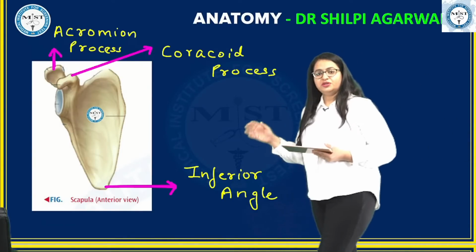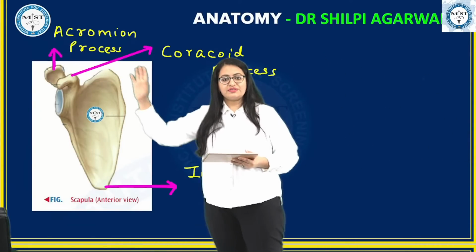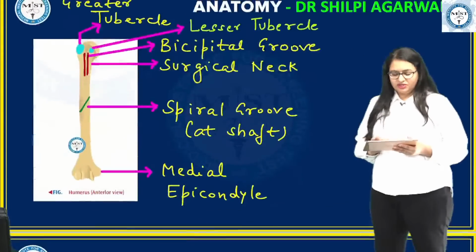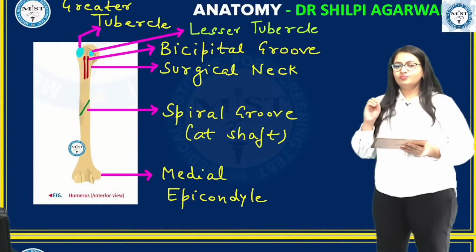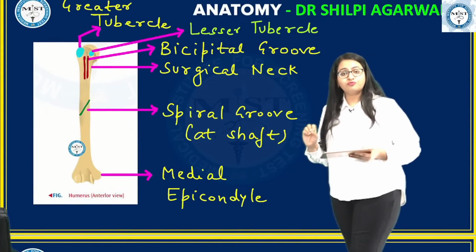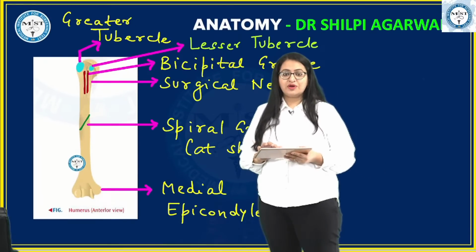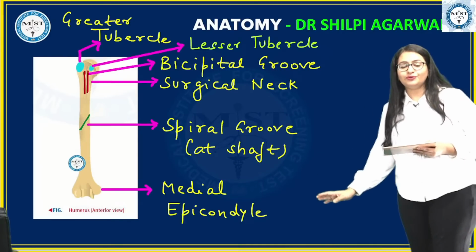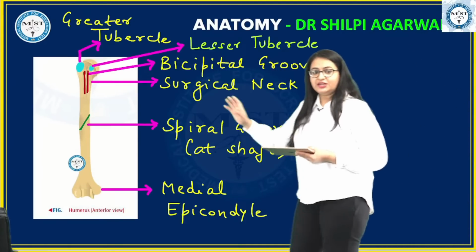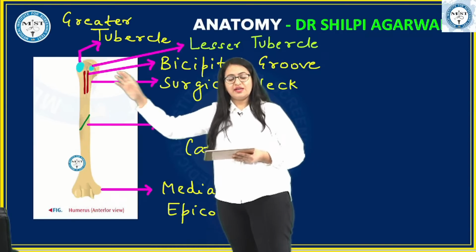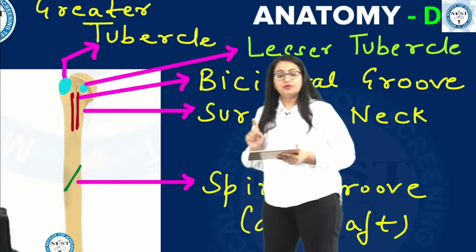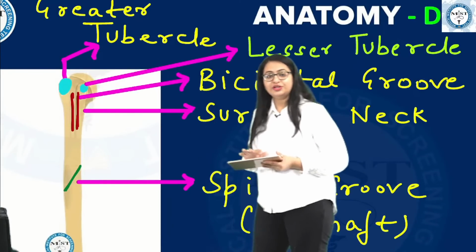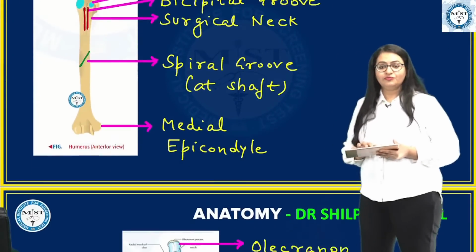Now let us discuss other important images one by one, region wise. First of all, in the scapula, you should be able to identify the coracoid process, the acromion process, and this is the inferior angle of the scapula. Very, very important is the humerus: most scoring, no scope for any error. You should be able to identify the surgical neck, the spiral groove at the location of the shaft, and the medial epicondyle. Apart from this, the greater tubercle, the lesser tubercle, and in between the two, this vertical sulcus is the bicipital groove. Very, very important.